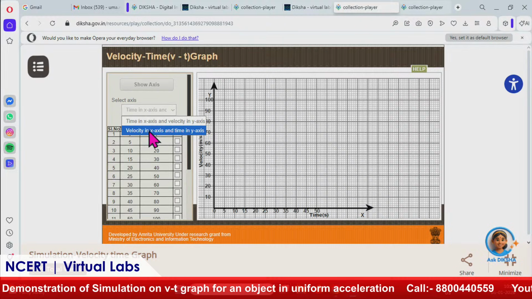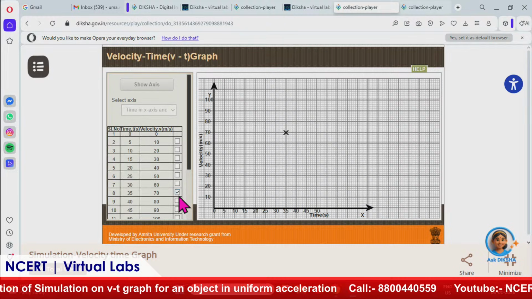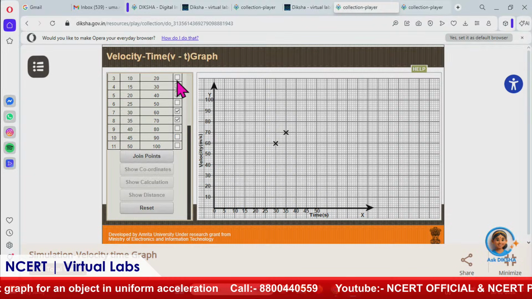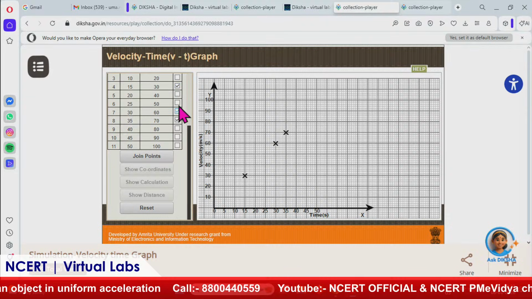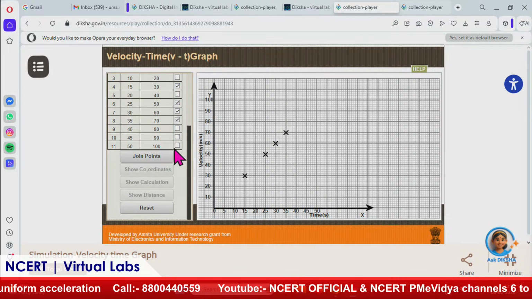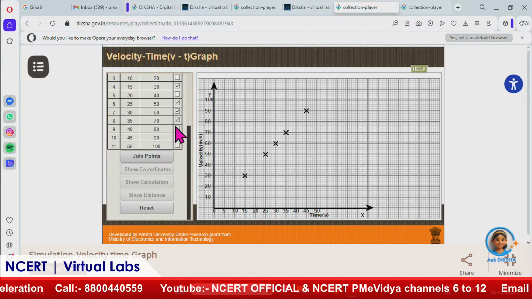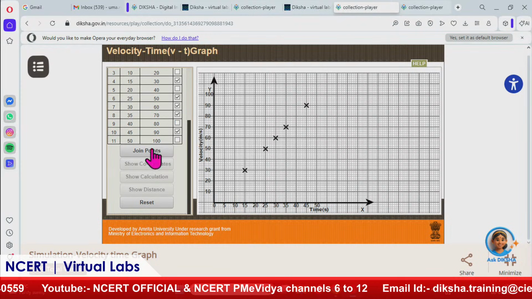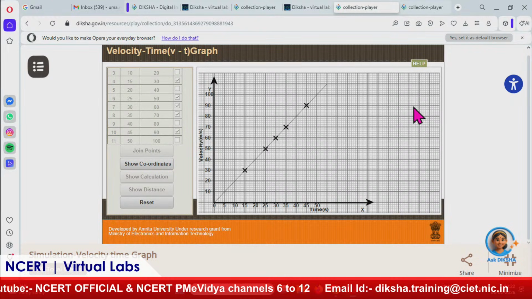Show this velocity and time on the x-axis. Let me plot in a different way. Next plotting. Because we are learning, the objective is uniform motion only, so a negative slope is not there. I have explained this in the starting also. A negative slope is not available here.